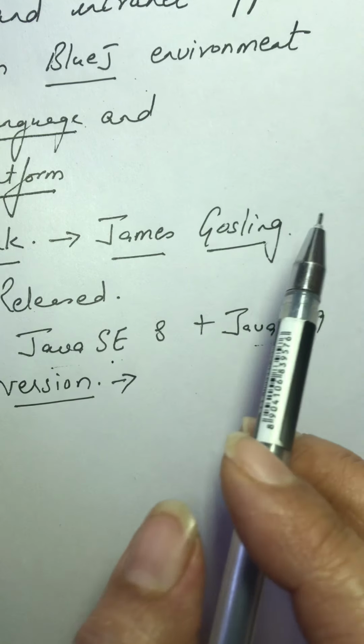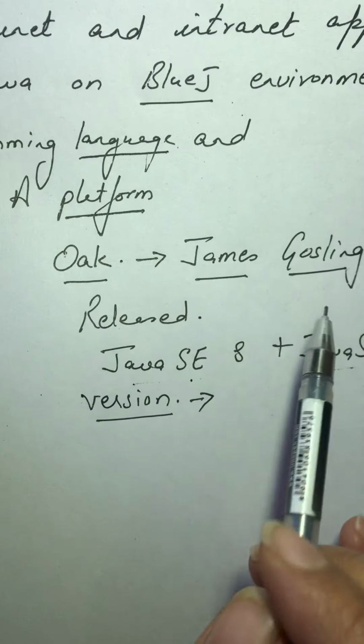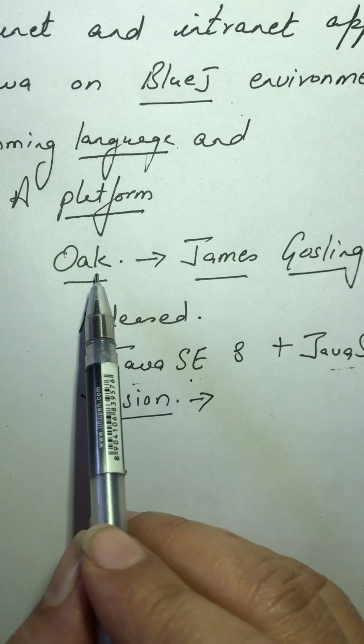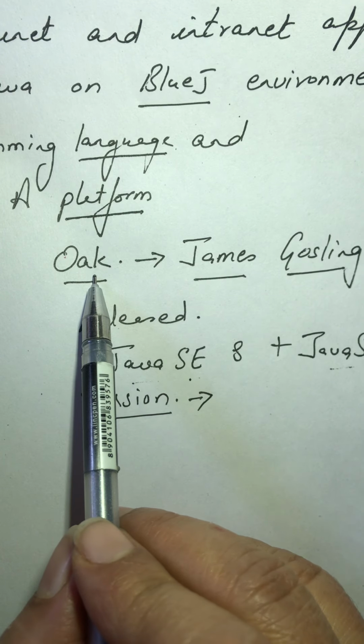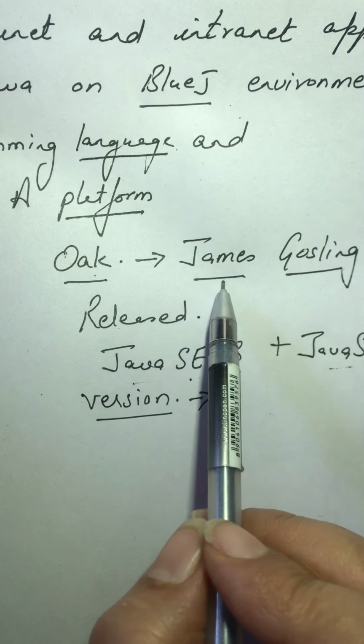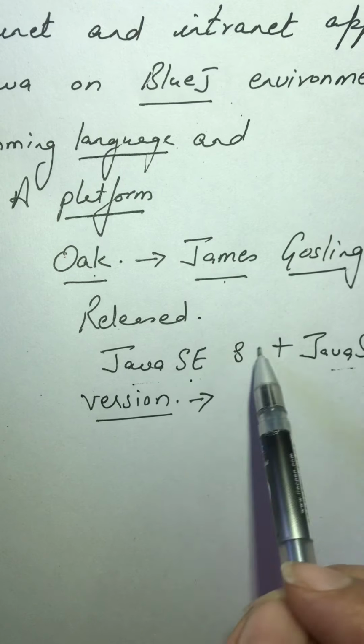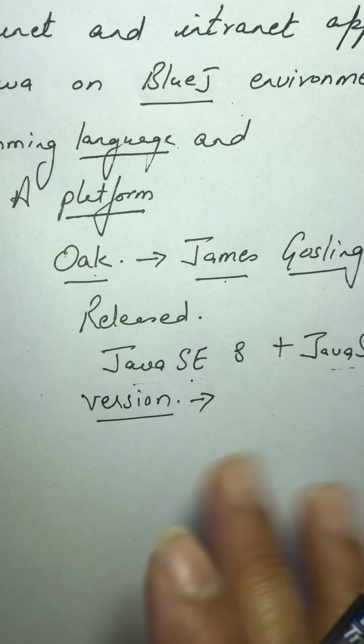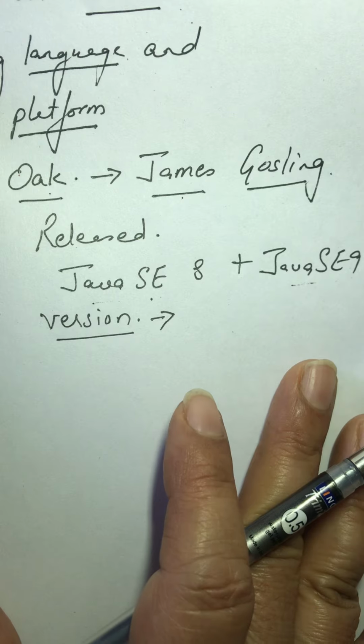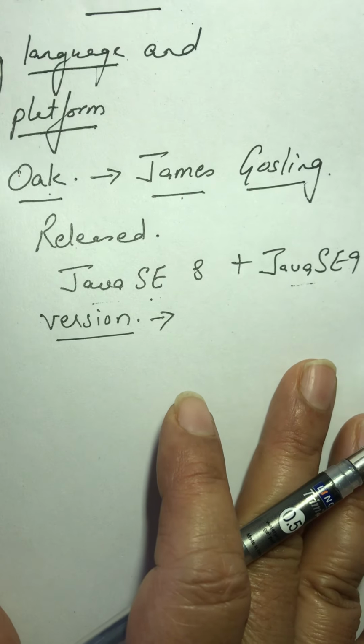So this is your knowledge about Java right now. Just understand, you need to learn the original name, that is Oak, who developed it, James Gosling, and you can just understand the term, what is the latest version of Java which is going on.